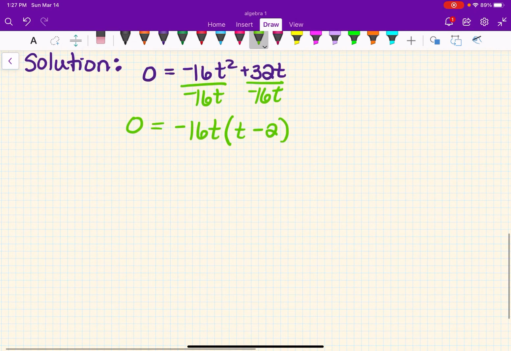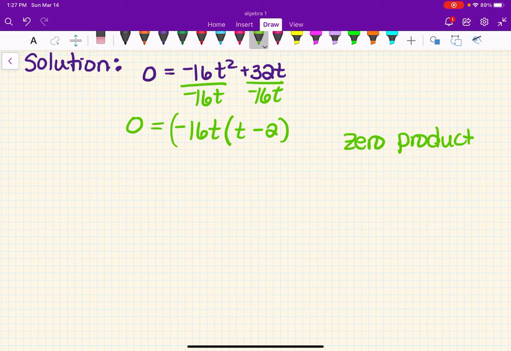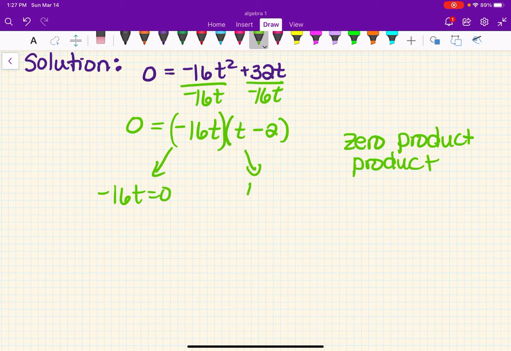Now it's time to do zero product property. We have 2 factors here. It doesn't matter that negative 16t doesn't have a whole group. It is a group on its own. In fact, if you want to do this, if that makes it seem like a group, then do that. So zero product property means we're going to do 2 little problems. We're going to do negative 16t equals 0. And we're going to do t minus 2 equals 0.